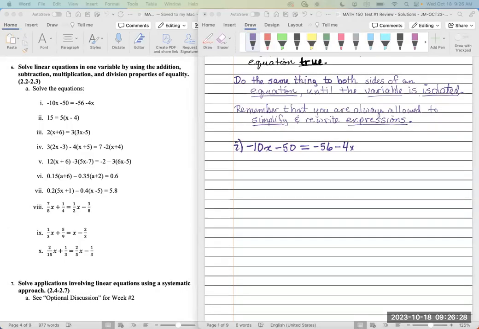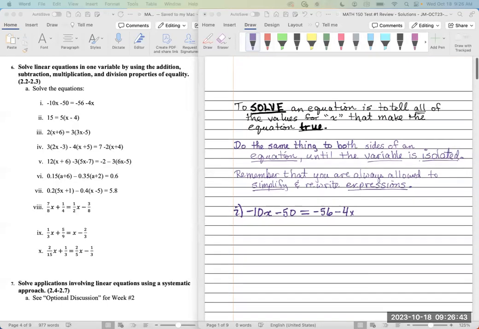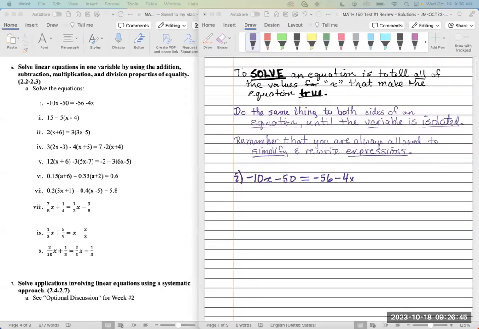Welcome to Math 150, review for test 1, section 6. Solve linear equations in one variable by using the addition, subtraction, multiplication, and division properties of equality. Basically, that means you are allowed to do whatever you want to both sides of an equation.